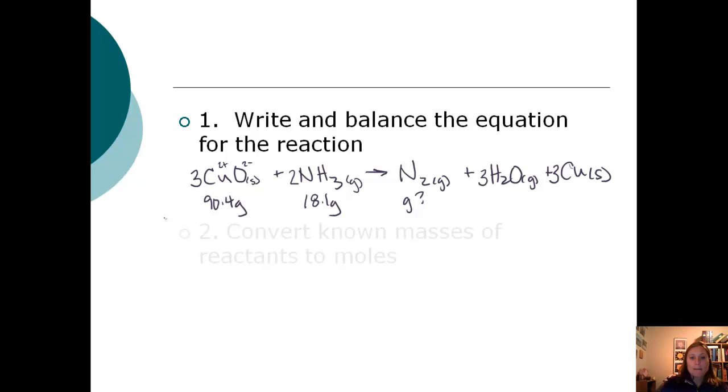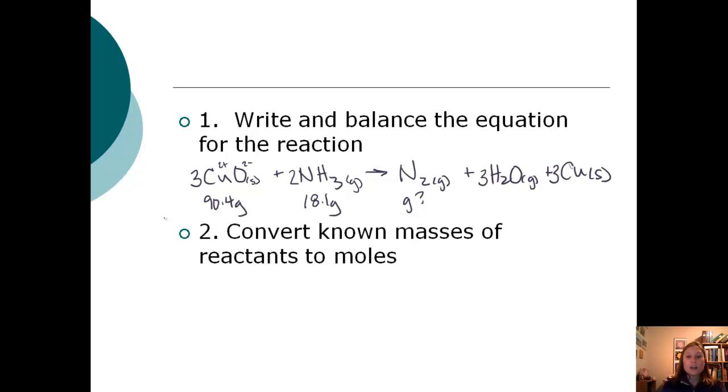Okay, next. We need to convert our known masses of reactants to moles. Basically what we're going to do here is figure out, okay, what if copper 2 oxide was our limiting reactant and it produced some nitrogen gas? How much would it produce? And then we want to do the same thing with our ammonia gas and figure out how much nitrogen it produces and compare those and figure out which one's limiting.